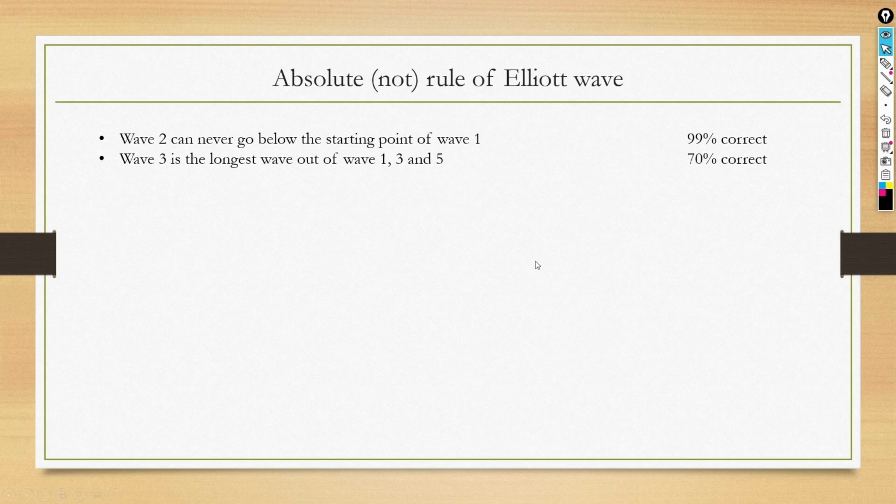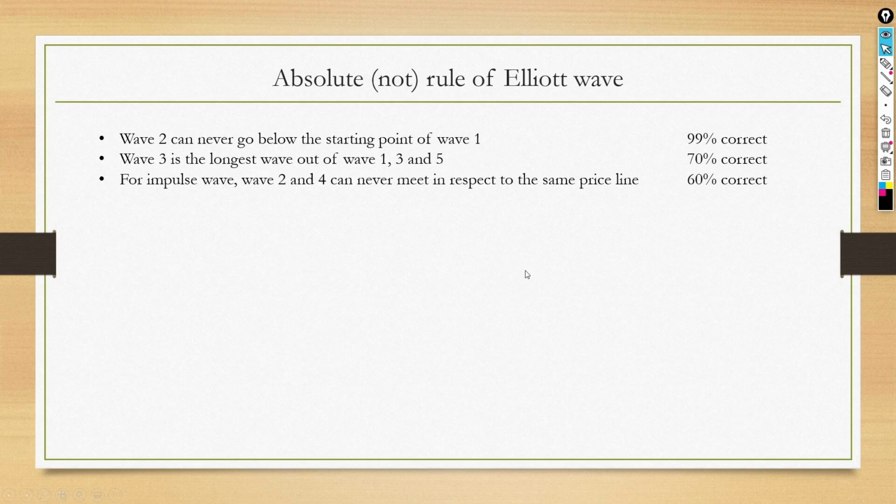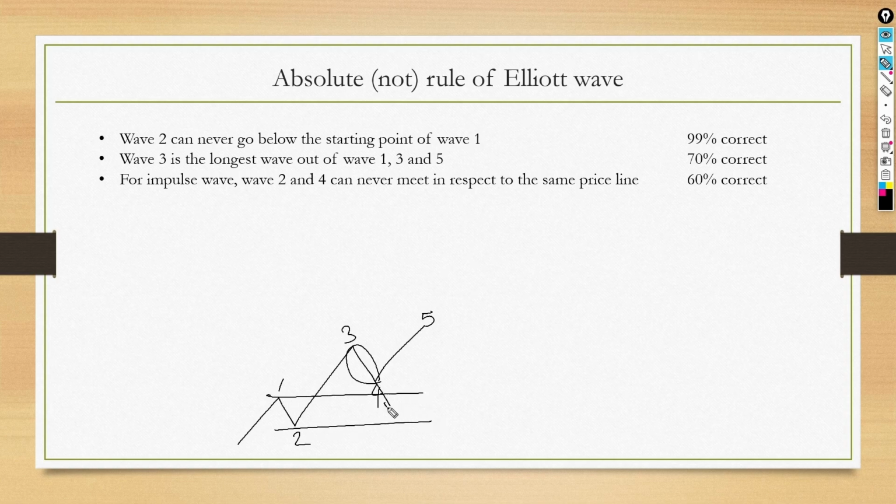This is only 70% correct. For impulse wave, wave 2 and wave 4 can never meet in respect to the same price line. Again, what this means is that if we have wave 1, 2, 3, 4, and 5, this wave 4 over here can never go within the price range of wave 2. Again, this is only 60% correct.